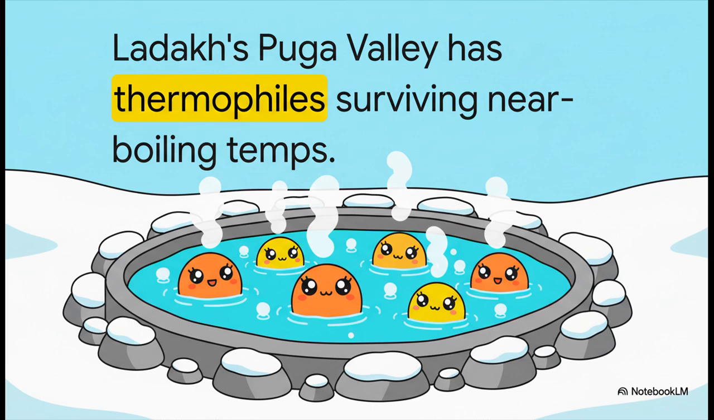For instance, the hot springs of Puga Valley in Ladakh, India. Despite the freezing cold surrounding climate, these pools maintain temperatures near the boiling point of water. These blistering conditions pretty closely mirror what the early Earth looked like 3.5 billion years ago. And incredibly, life thrives here. The organisms living in these hot springs are mostly single-celled, heat-loving bacteria called thermophiles. By studying these ridiculously resilient survivors, scientists can model how ancient life first took hold.